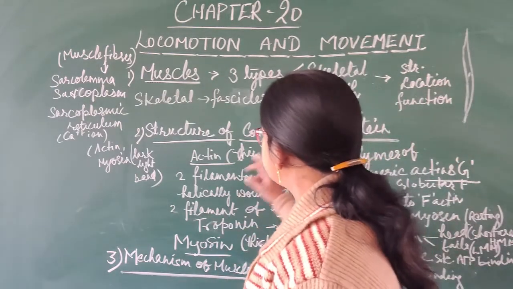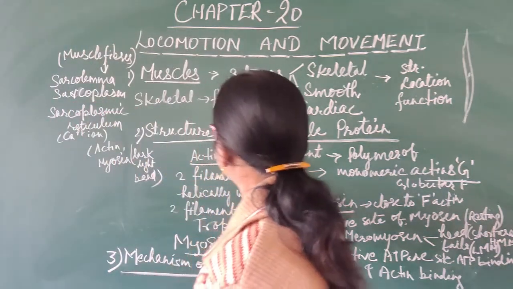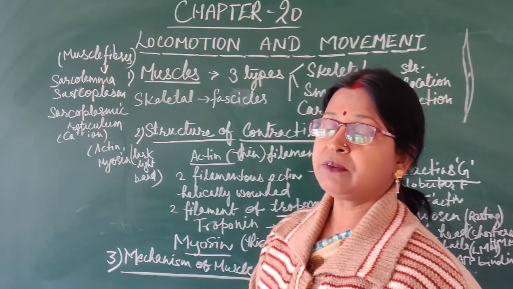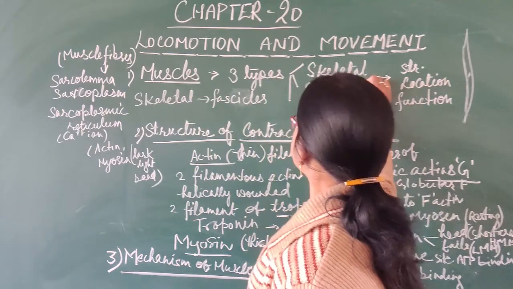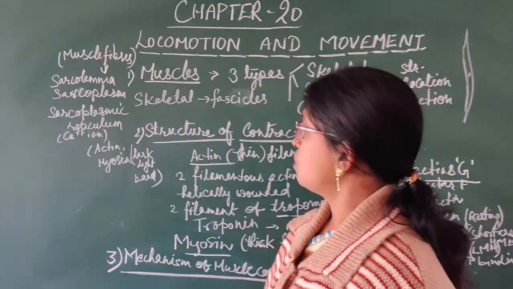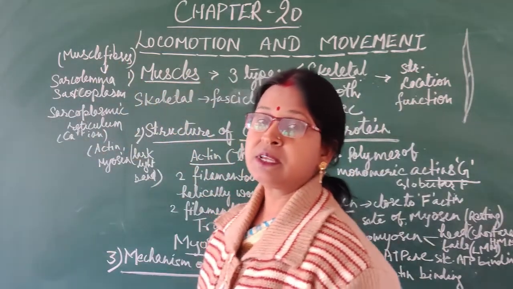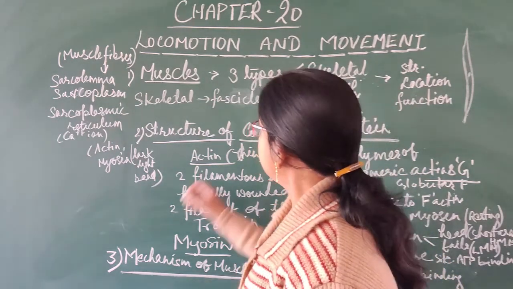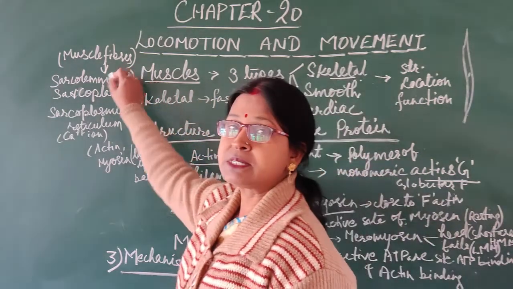Then the next topic is the structure of contractile proteins. In this chapter we will discuss skeletal muscles, because skeletal muscles help in the process of movement and locomotion. The skeletal muscle contains various muscle fibers in a group, and that group, the bundle, is known as a fascicle. These fascicles have numerous muscle fibers.